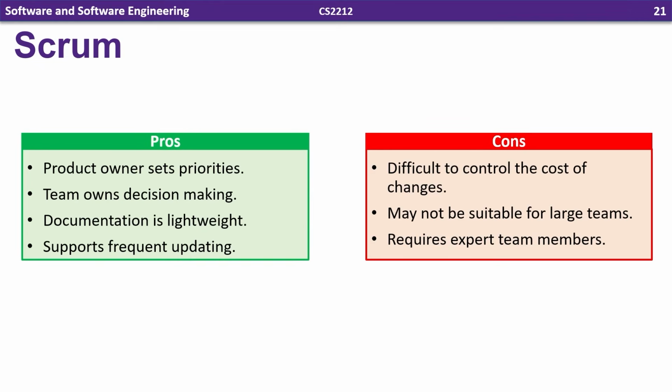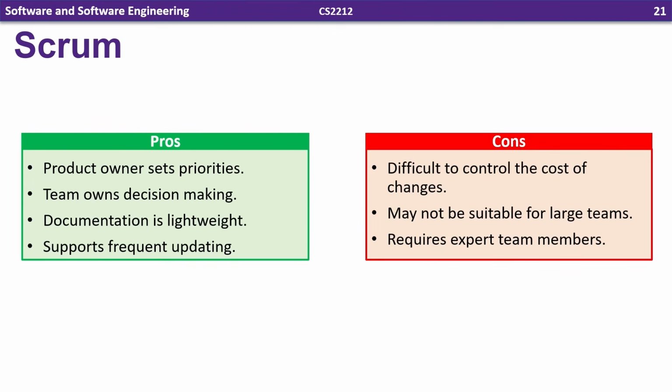So overall, the pros are the product owner sets priorities by organizing that backlog. The team makes its own decisions. Once that sprint has started, everything's locked in and it's up to the team to decide how they're going to implement it and how they're going to accomplish those features. The documentation is really lightweight. We only want to make the documentation that's necessary, and it supports frequent updating. The product owner can put new things on the product backlog whenever they want.